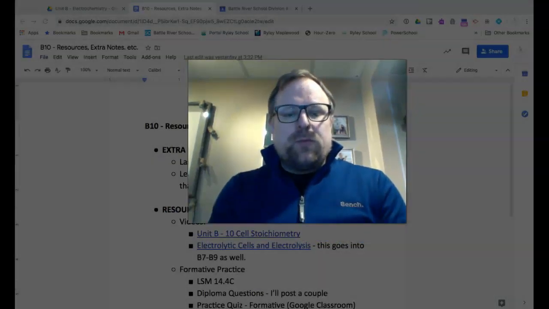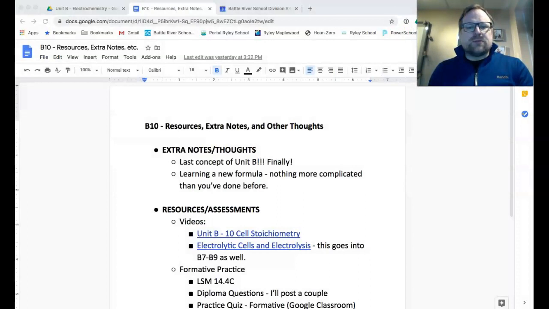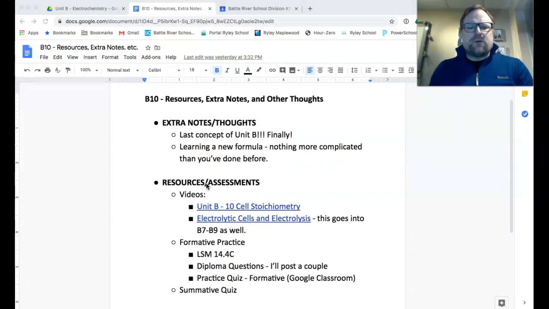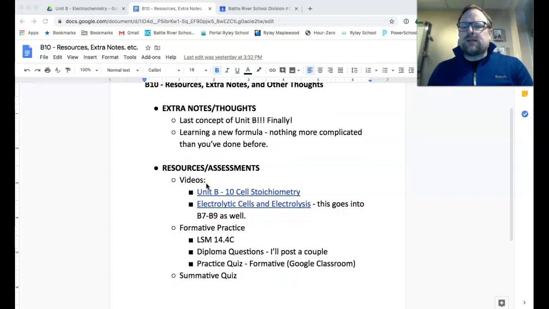So let's get started so we can get through this as quickly as possible. Just a quick few set of notes here, and these will all be listed in the Google Classroom as we go through. This is our last concept of Unit B in our electrochemistry unit. This one is called cell stoichiometry. And just to be clear, we're talking about cells in so much as we're talking about batteries and electrolytic cells, those kinds of things. We're going to be learning a couple of new formulas, one that we're going to use almost exclusively, but it's nothing more complicated than we've had a look at before, so there's nothing to worry about.